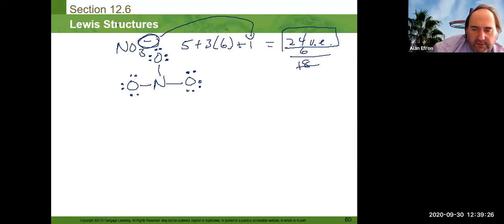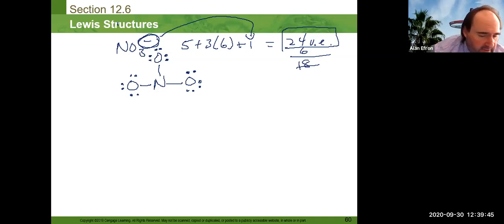Looking at our structure, hopefully at this point you can see what's wrong with it. Oxygen is 2, 4, 6, 8. All the oxygens are the same. It is the nitrogen here at 2, 4, and 6. So it is short electrons. So we do need to make a double bond.